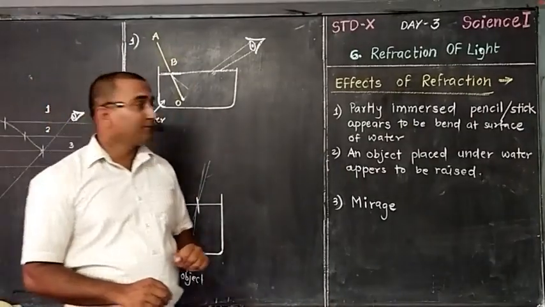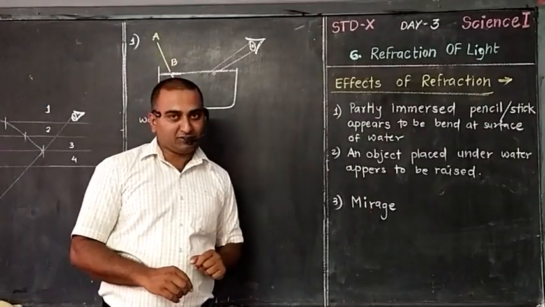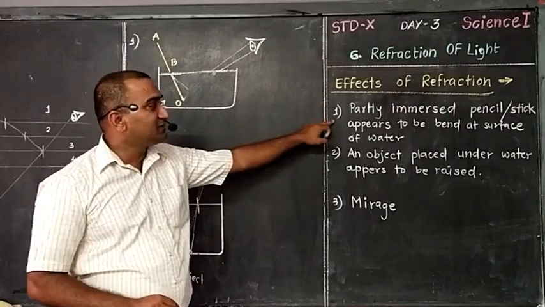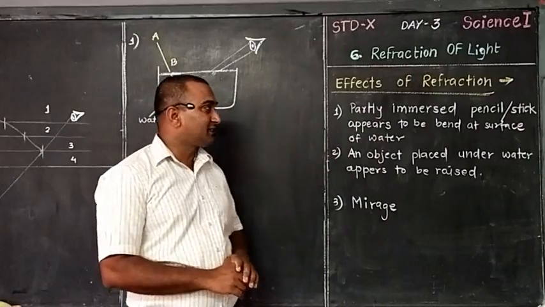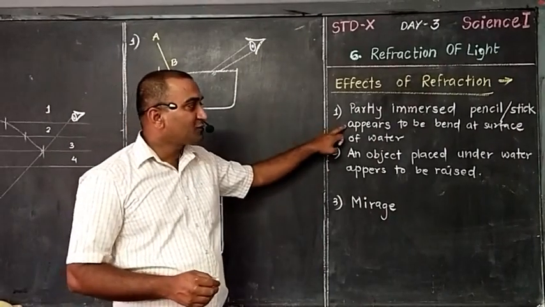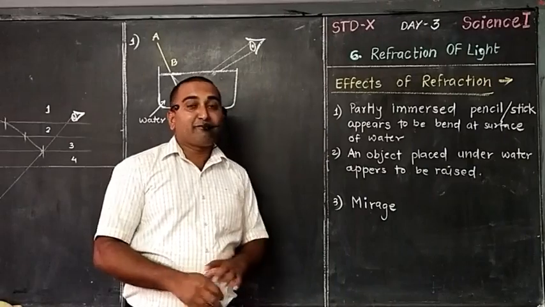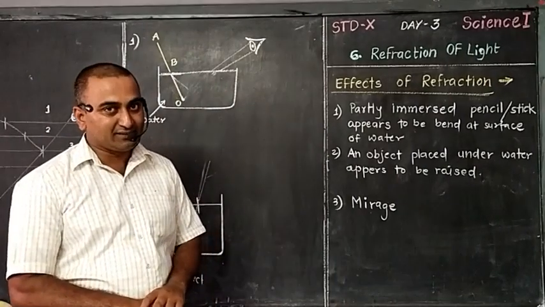We are discussing effects of refraction. Now we are referencing three effects. Out of this one, first is partially immersed pencil or stick or any object appears to bend at the surface of water. Why? Refraction of light is the reason behind this one.